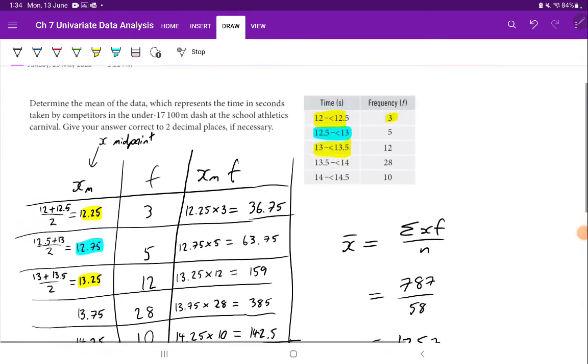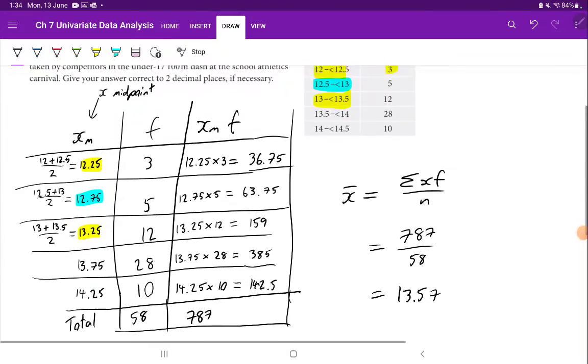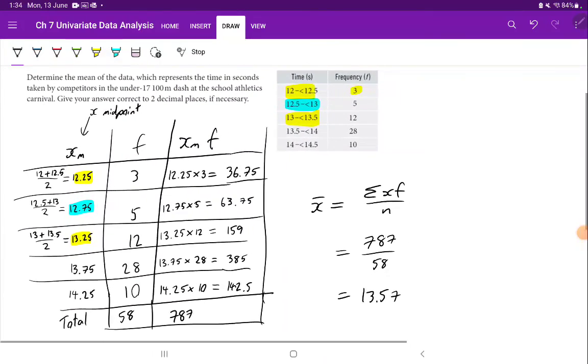So that's how we can deal with grouped data. We create a midpoint between the upper and the lower bound, and then we just use that as our X and do it as a standard frequency table.